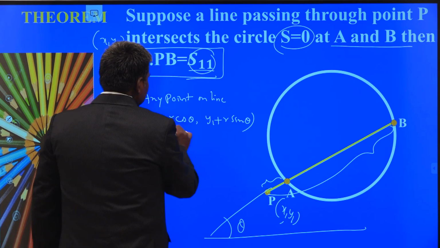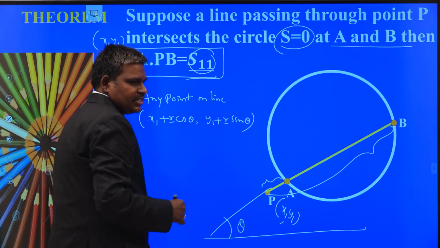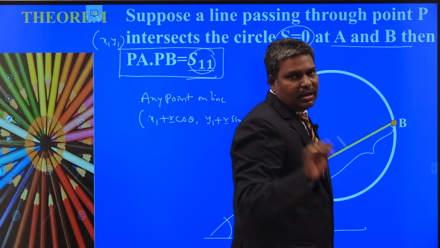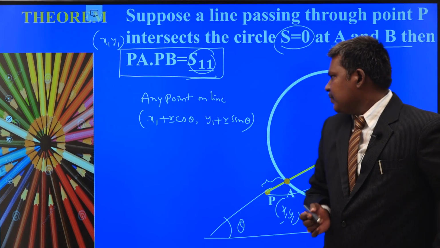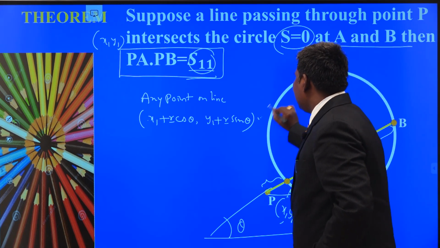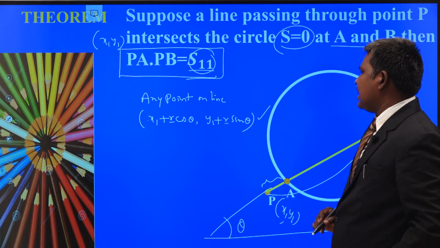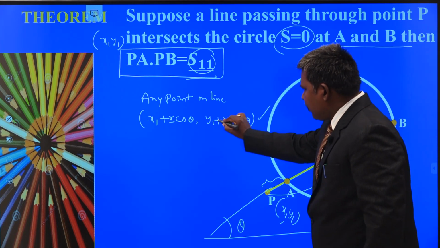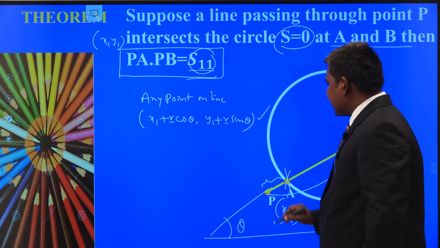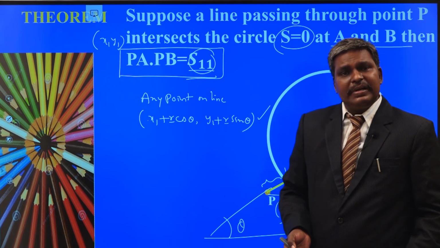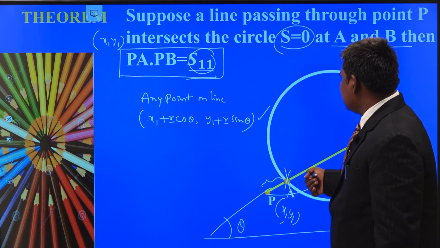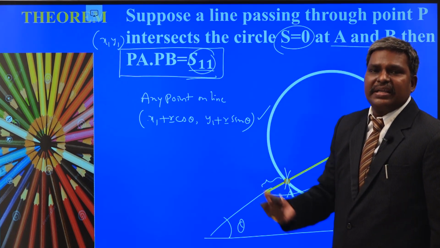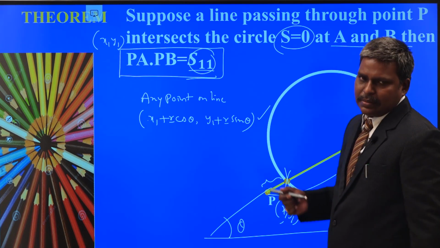My dear students, this is not the radius. This is the distance r. I have taken a parametric point on the line. r is not the radius here. This is any point on the line: x1 plus r cos theta, y1 plus r sin theta. This is my point. If it lies on my circle, we obtain the condition. What is the condition? The distances PA and PB will be obtained through a quadratic equation in r.